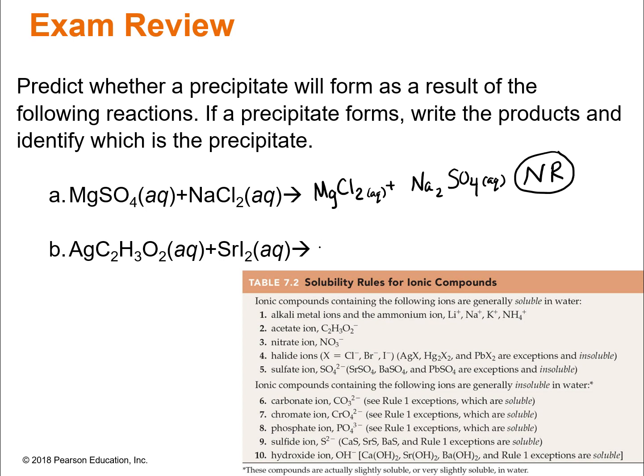For the second one, when you switch ions, you make silver iodide and you make strontium acetate. All acetates are soluble, so that's aqueous. Halides usually are soluble too, but silver is an exception, and it is insoluble. So this one, there will be a reaction. You're going to form a precipitate, and it's going to be silver iodide.